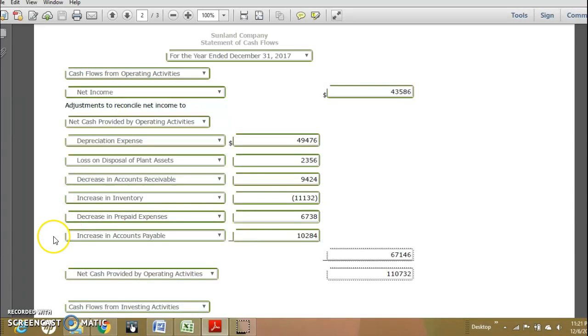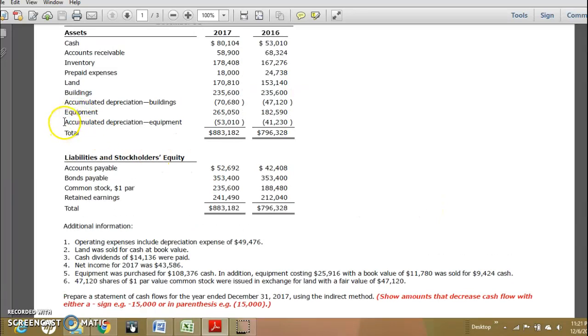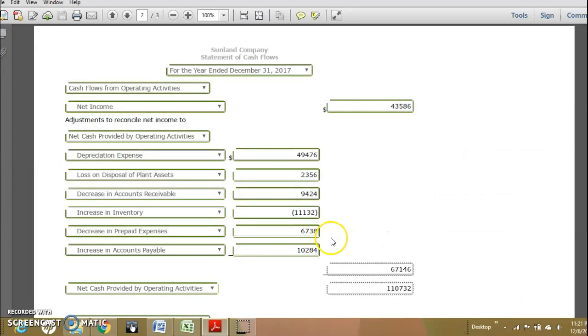Okay, so next is the decrease in prepaid expenses. Let's go back up. There it is in the balance sheet. In 2016, there was a 24,738 prepaid expense. 24,738 minus 18,000 is 6,738. There it is.